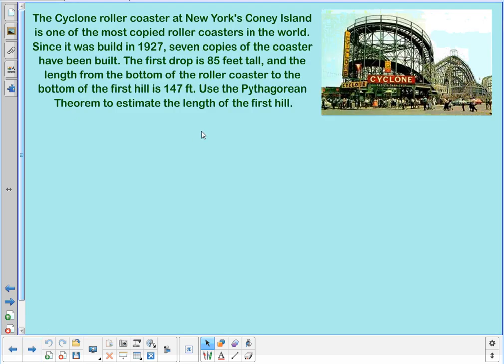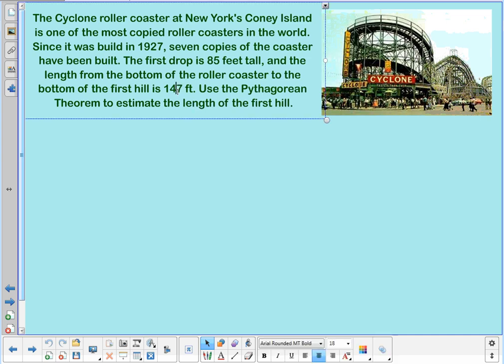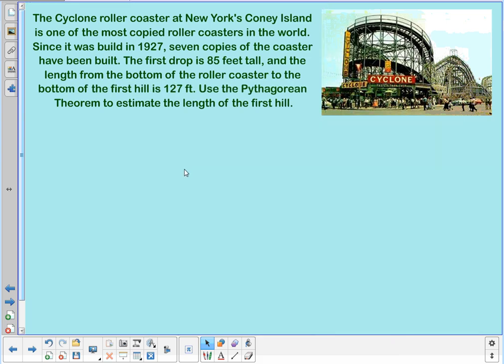So on the top of the notes page, we have the example talking about the Cyclone roller coaster at New York's Coney Island. It's one of the most copied roller coasters in the world. Since it was built in 1927, 7 people have copied the roller coaster in their parks. The first drop is about 85 feet tall, and from the bottom of the roller coaster to the bottom of the first hill is 127. I think that's supposed to be a 27 there. There we go. 127 feet. So use the Pythagorean theorem to estimate the length of the first hill.